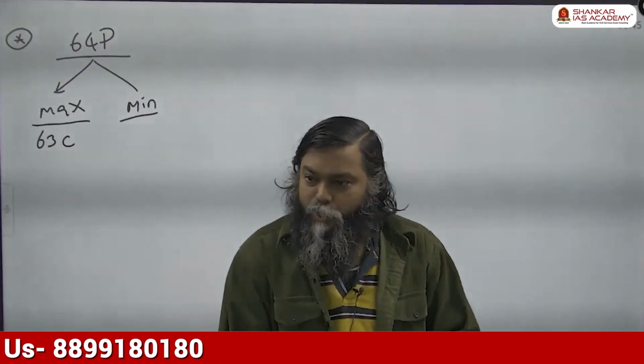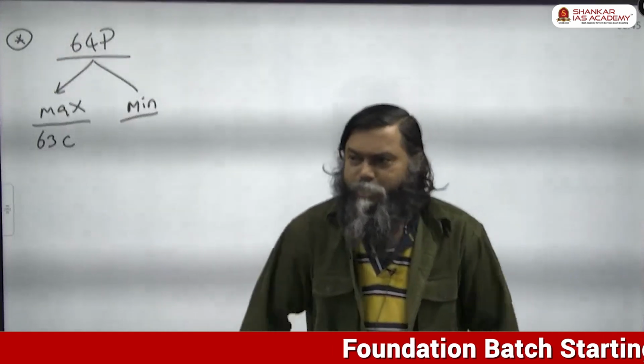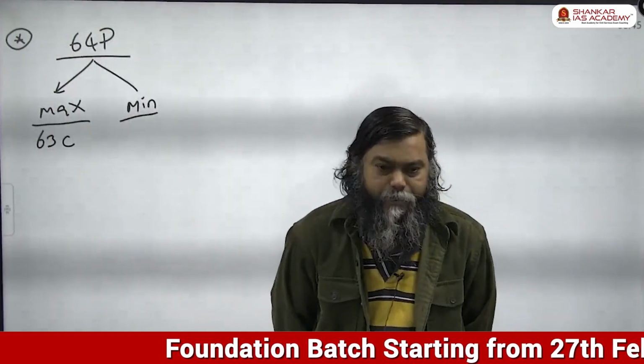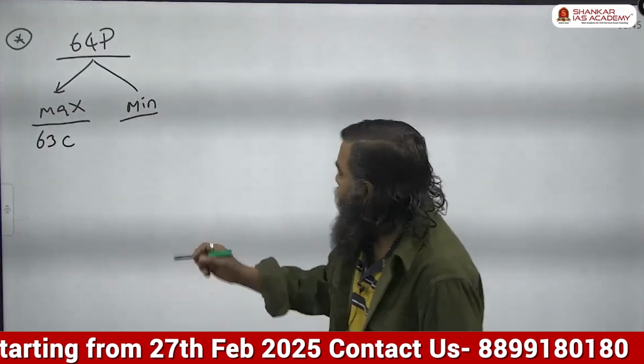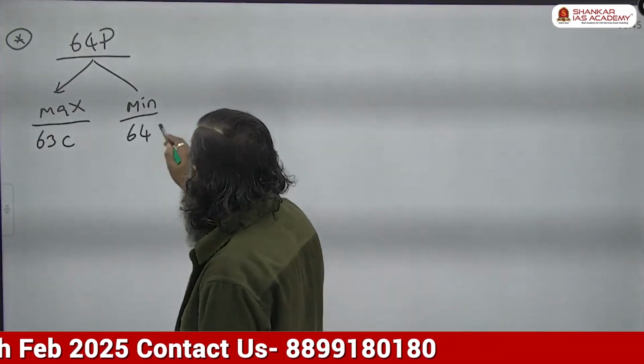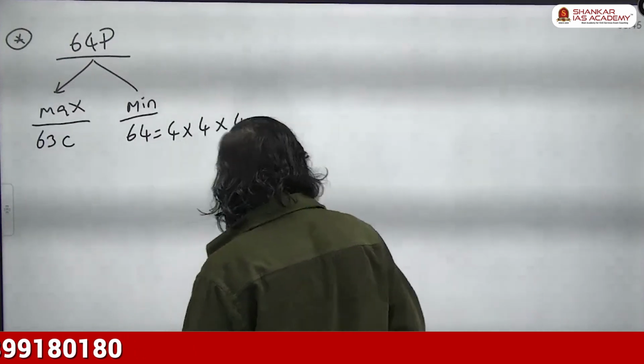If 64 is the product of 3 numbers, you have to write 3 numbers that are closer to each other. What is that? 4 into 4 into 4. They are equal or closer to each other. Do you understand this? So how much is the total cut? 12. Do you understand this?